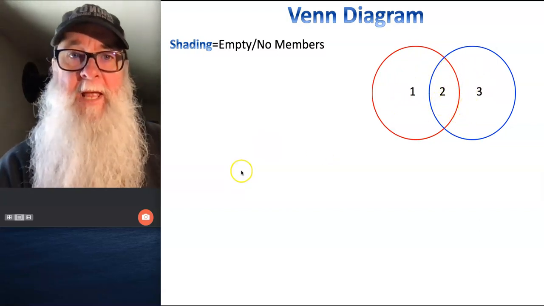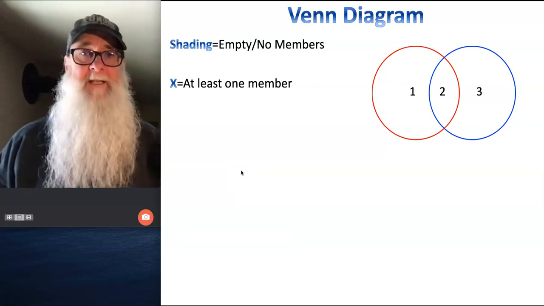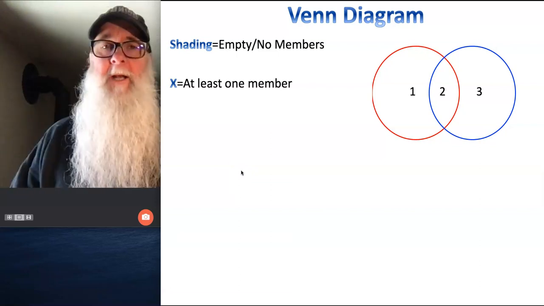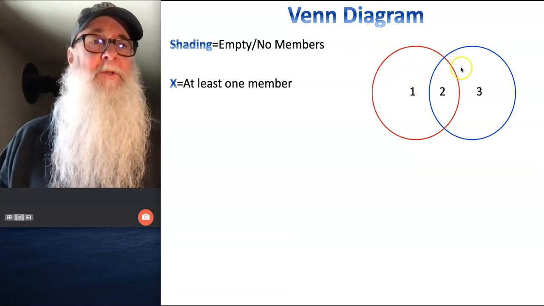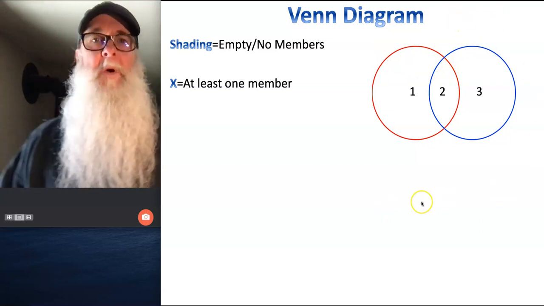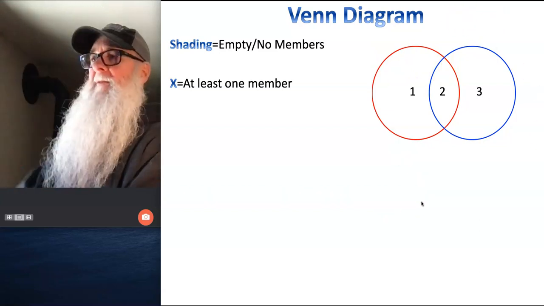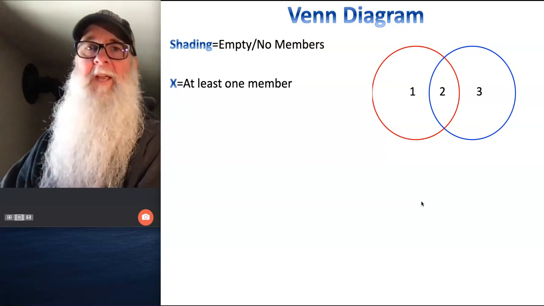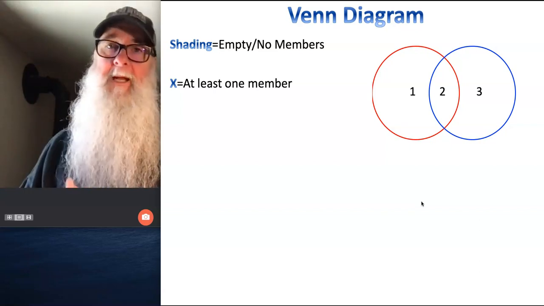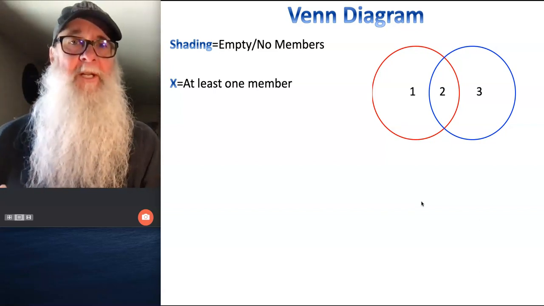There's nothing in it. The other mark we're going to make is an X. Anytime we mark an X in areas 1, 2, 3, or out here somewhere, what we're saying is, I'm illustrating for you that there's at least one thing here. I don't know how many. I just know that there's at least one thing.